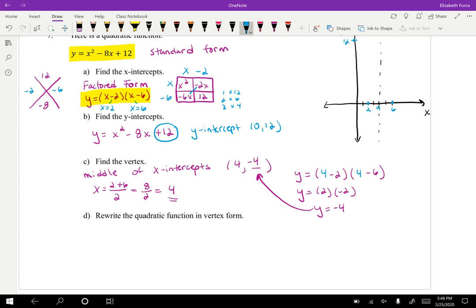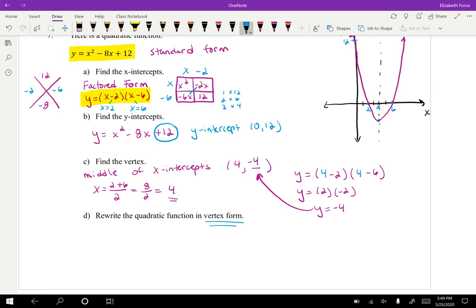Let's go ahead and plot it. So 4, negative 4 somewhere down there. And as best as we can, we'll go ahead and make a visual. And it doesn't need to be perfect. And we did all the hard work. Part D is pretty simple. Write this function in vertex form.